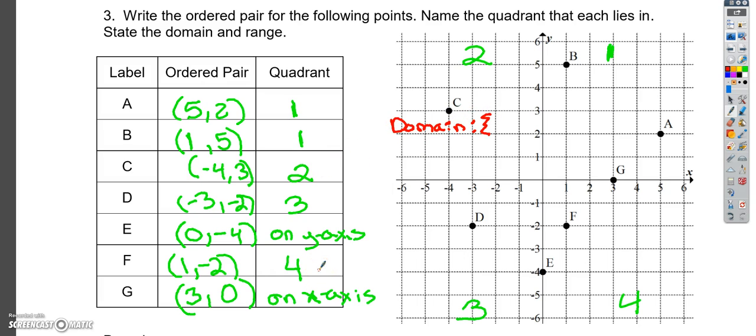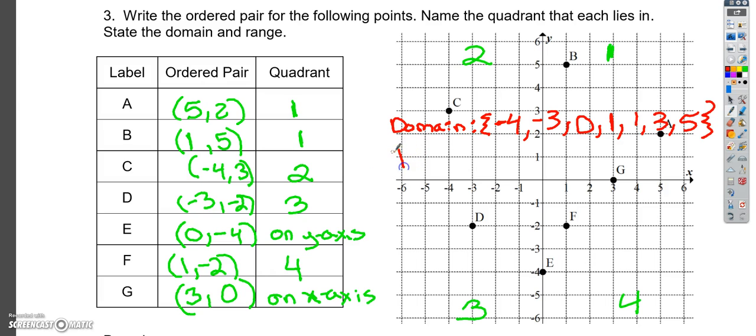The domain and range come next on your worksheet. So the domain are all the x values. So all I have to do is write all of these x values down. But what I need to do is put them in order. So negative 4, negative 3, 0, 1, but there's 2 of the 1s, but we only put it once. Then 3, and then 5.